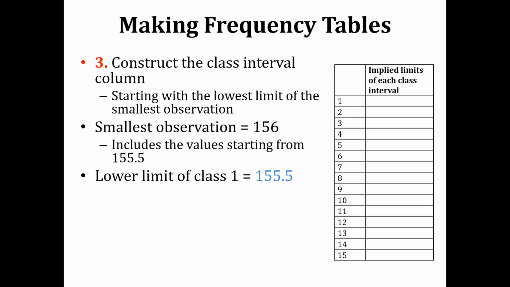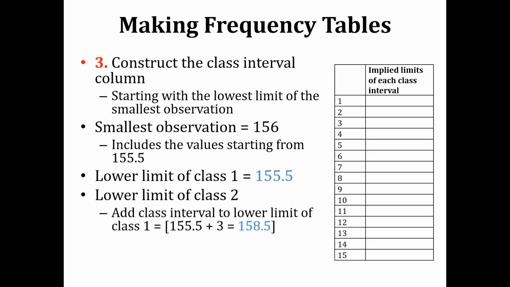And this is going to be the lower limit of our class 1, 155.5. Now, what is the lower limit of our class number 2? So this is going to be 158.5. And how do we get this number? The lower limit of the class 1 is 155.5.